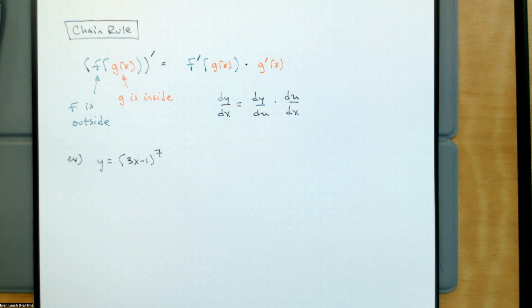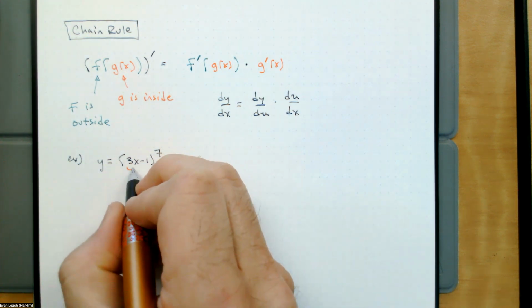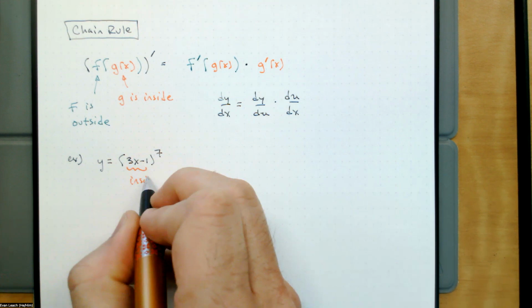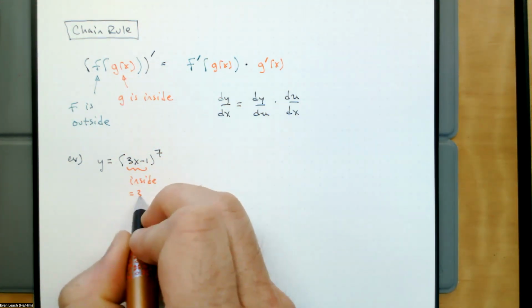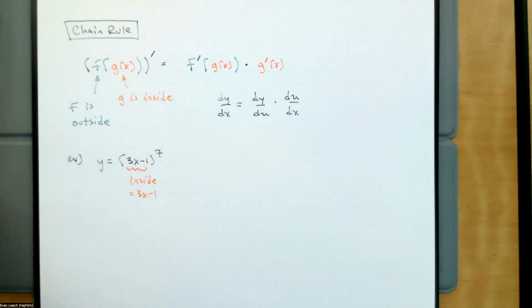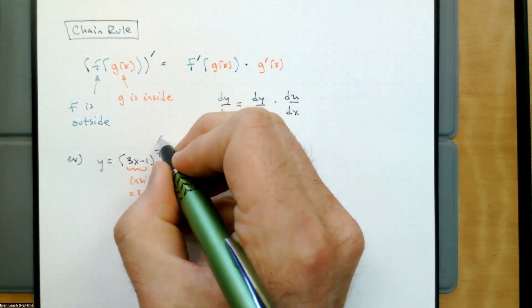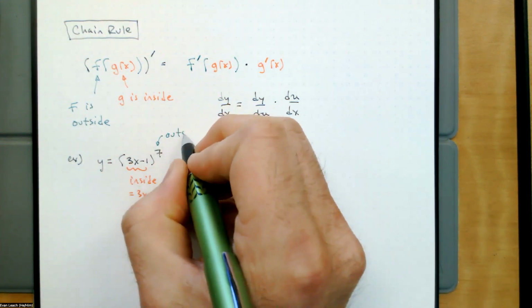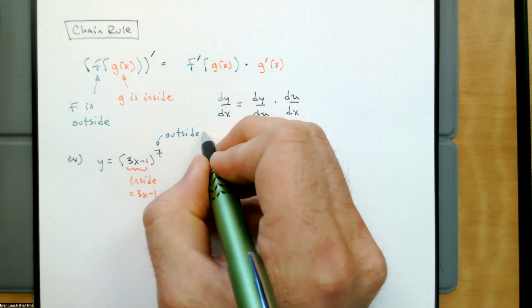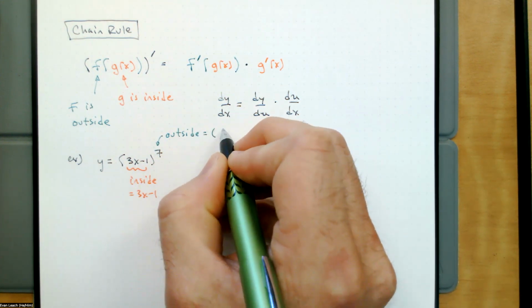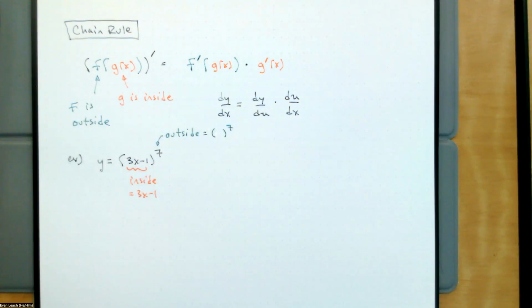So we're going to think of an inside function. We're going to think of the inside as being 3x minus 1. This is something to the 7th power. This is thing to the 7th power. And so I'm thinking the inside is the 3x minus 1. And then this 7th power is the outside. Outside is stuff to the 7th power.